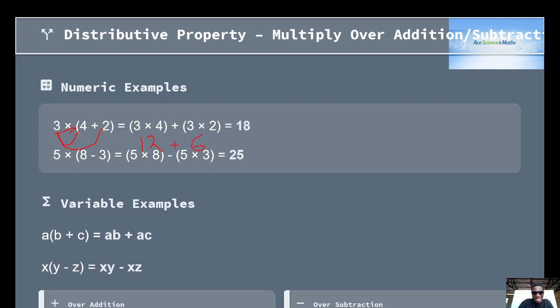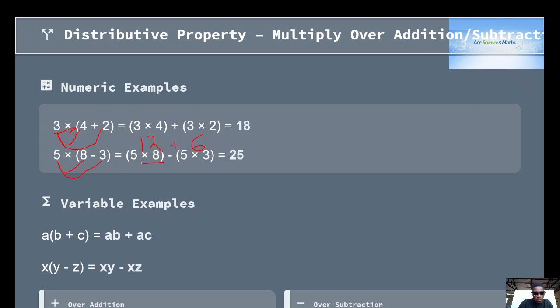So this gives us 18. And then we have 5 times 8 minus 3. So the 5 is multiplying, or we are distributing the 5 to the 8 minus 3. So we have 5 times 8, and then we have 5 times 3. And remember, the minus sign in between the two numbers in the bracket is what separates the two products.